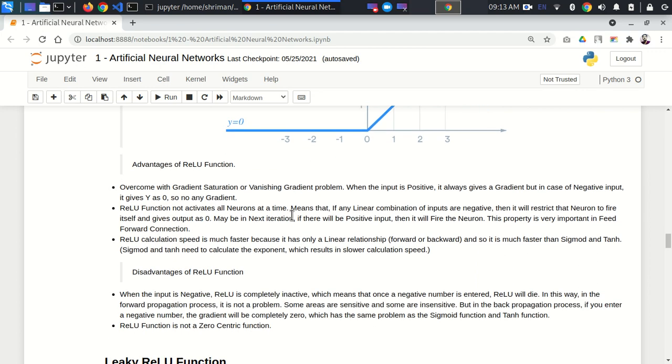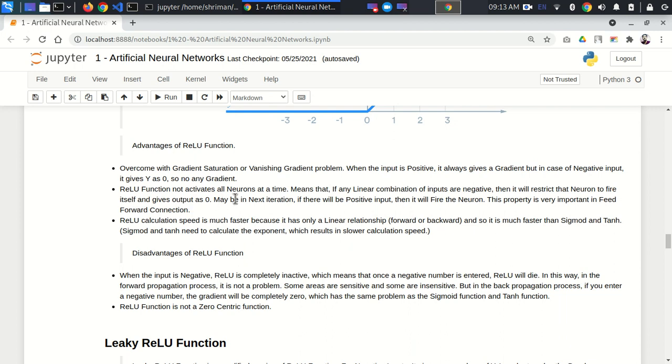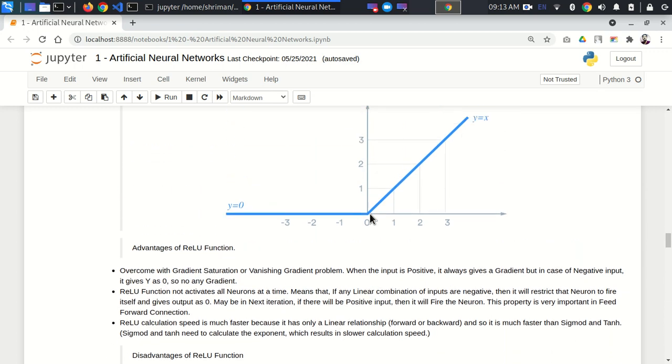Now, the ReLU function does not activate all neurons at a time, meaning that if any linear combination of inputs is negative, then it will restrict that neuron from firing and give output as 0. Maybe in the next iteration, if there is a positive input, then it will fire the neuron. This property is very important in the feed forward connection. See what is happening here.